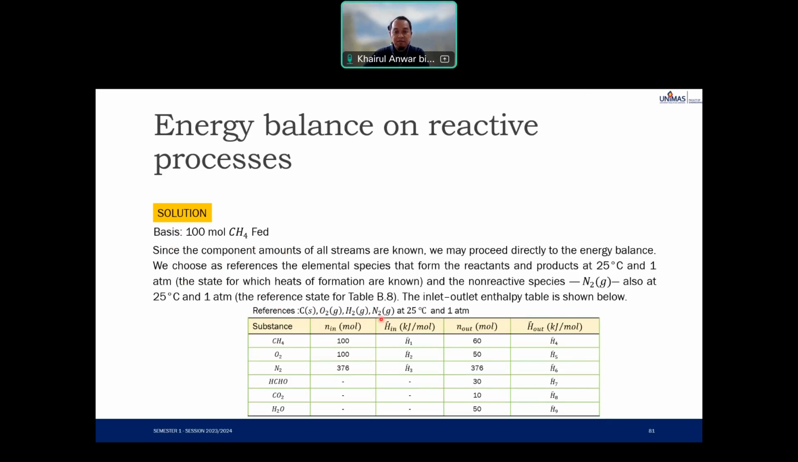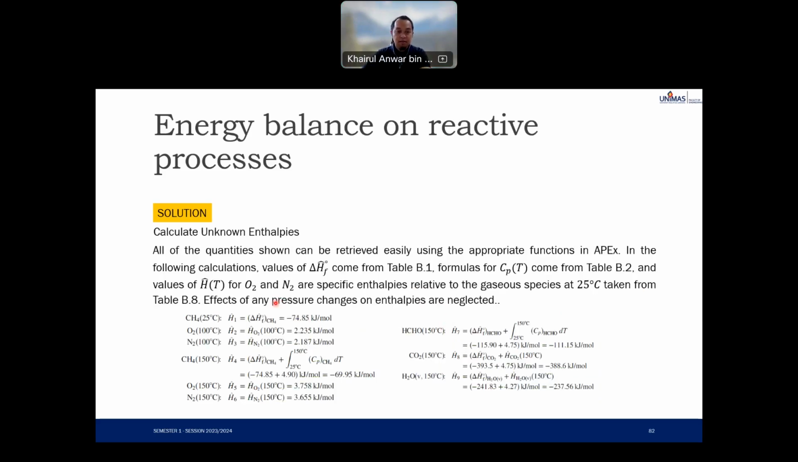For the heat of formation, the way you write the reference is like this. Oxygen is an elemental species. Carbon in solid form, oxygen, nitrogen at 25 degrees C and 1 atm. So these are the enthalpies we need to calculate in this question.